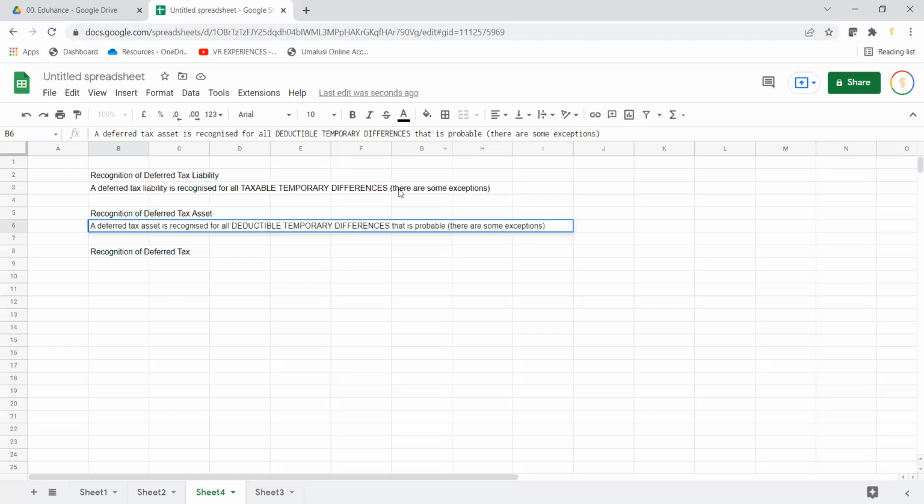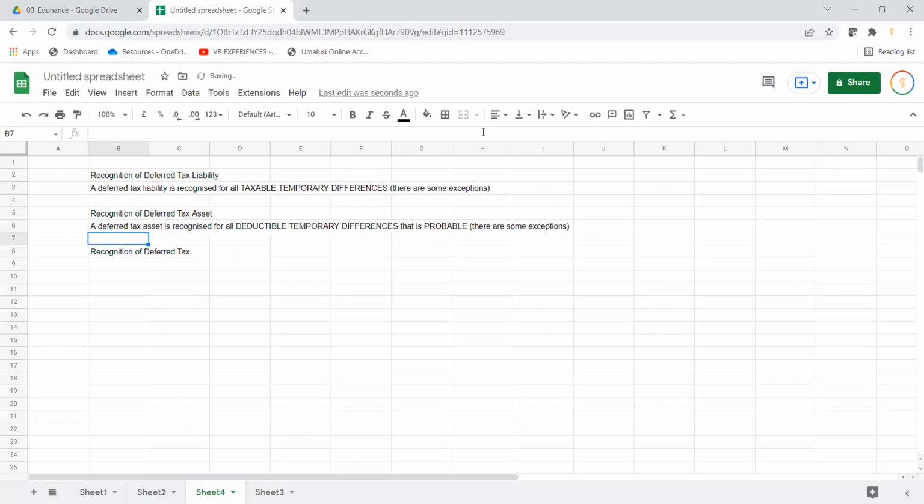So remember, this is very important. I'll just make this big as well. That is probable. Okay. So what is probable? That the future economic benefits are probable. What are the future economic benefits for a deferred tax asset? That in future you have sufficient taxable profit against which the deferred tax asset can be utilized against.